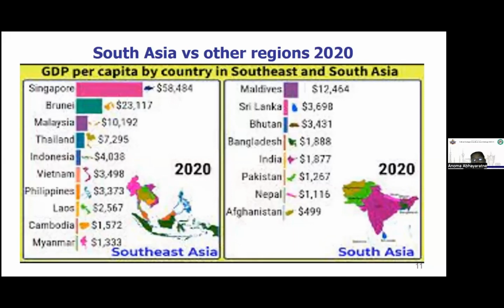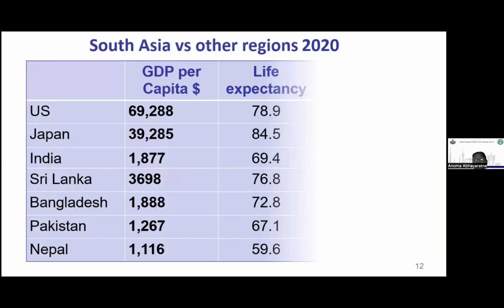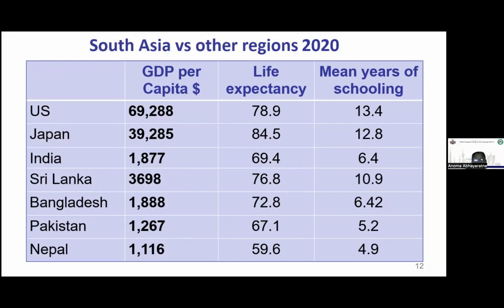Countries like India, Pakistan, Nepal, their per capita income is so low. You can see that even in a country like India, where multimillionaires live, the average income is so low because of the larger percentage of poor people in the population. If we compare this with developed countries like the US and Japan, their average income per person is 69,288. When we compare it with per capita income in South Asian countries, you can see the difference.